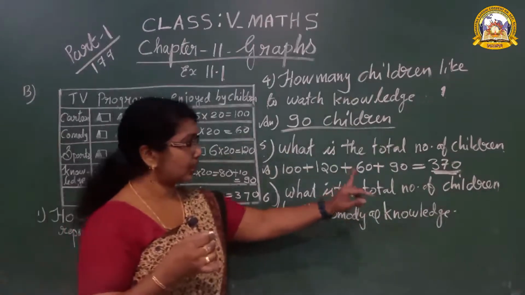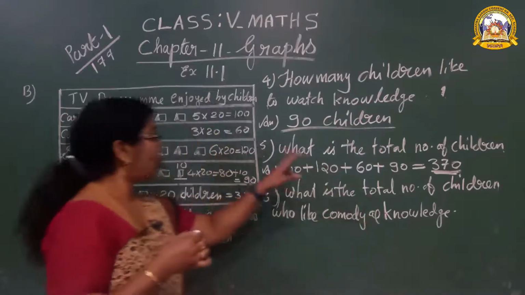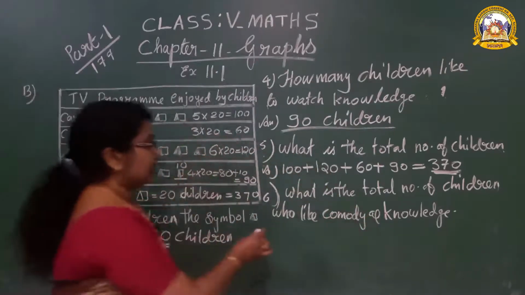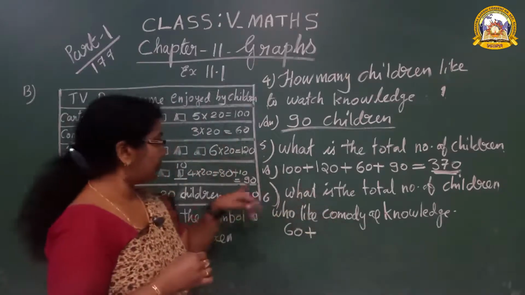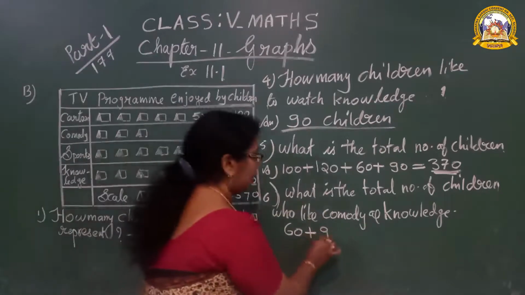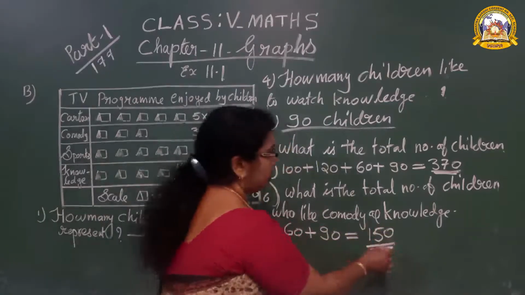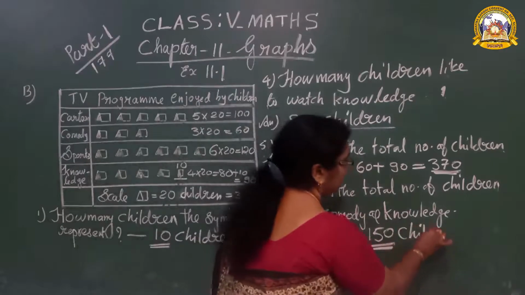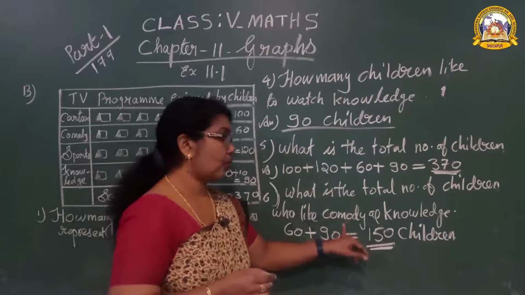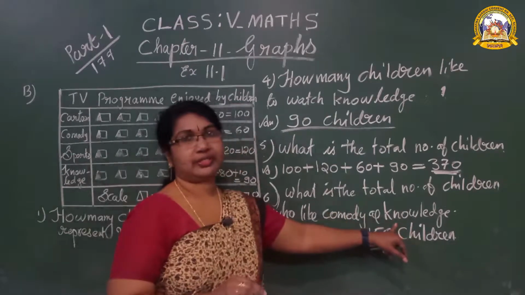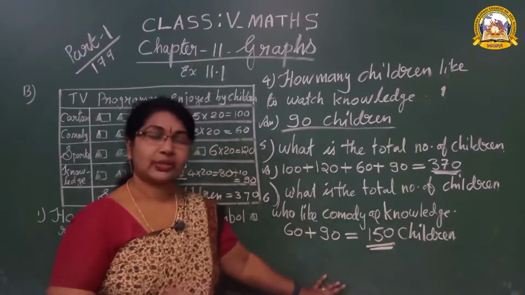Now see the last question. What is the total number of children who like comedy and knowledge? Comedy, how many children like it? 60, plus the knowledge based program, how many students? 90. So 60 plus 90, 150 children. 150 children like which programs? Comedy and knowledge based. Easy. Now pictograph, only 2 questions.